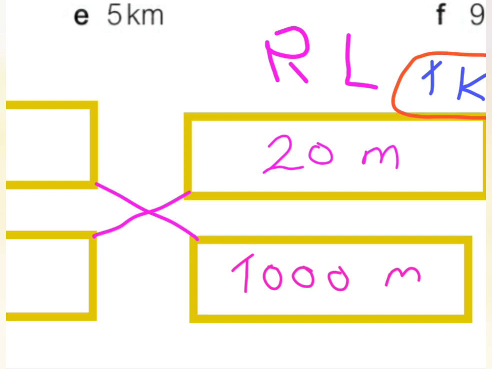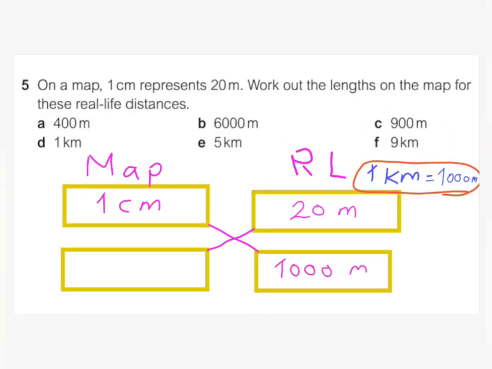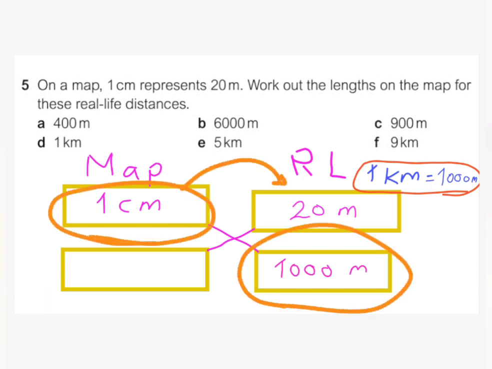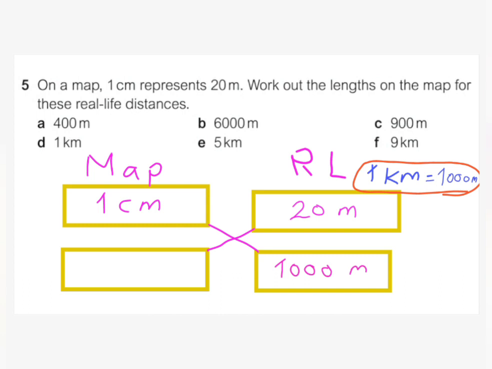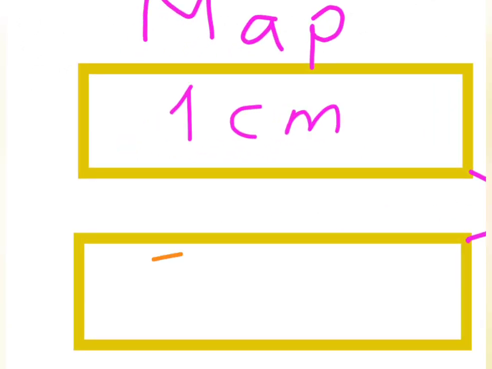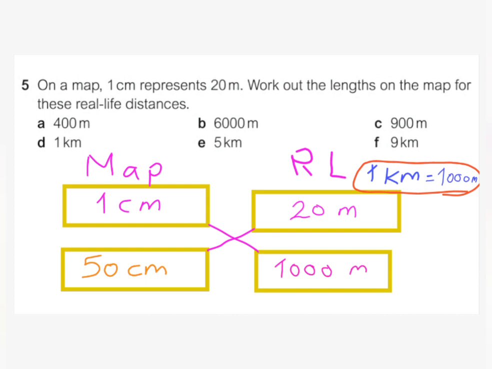After putting the same unit on each side, I can work with the X method. I will take the 1000, multiply it by 1, and then divide it by 20. And this is how you answer this question. So 1000 multiplied by 1 is 1000. And then you divide it by 20, and the answer will be 50 centimeters. So if 1 centimeter represents 20 meters in real life, then 50 centimeters on the map represents 1000 meters in real life. And answering E and F will be with the same idea.